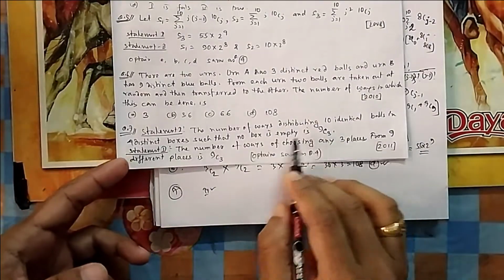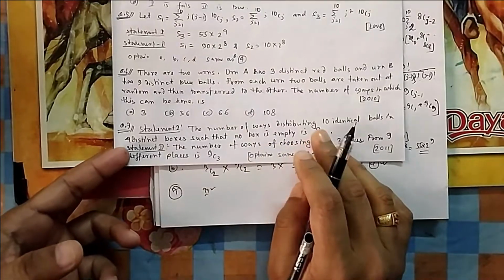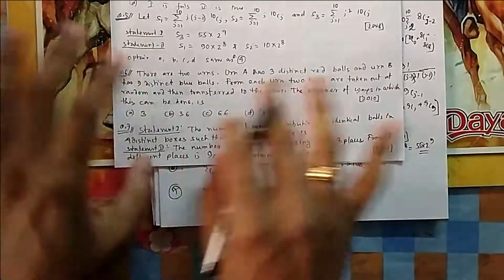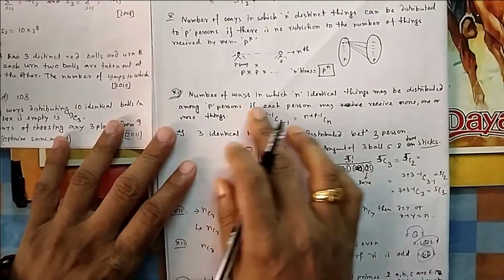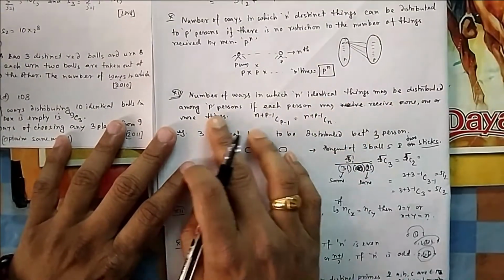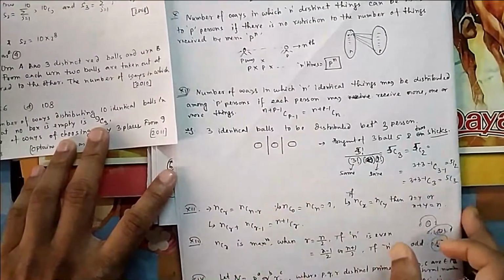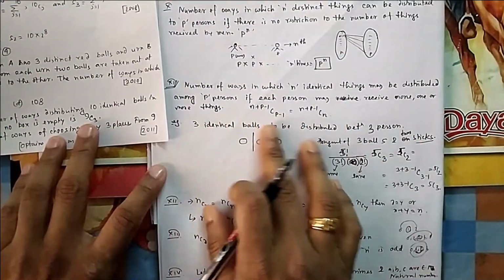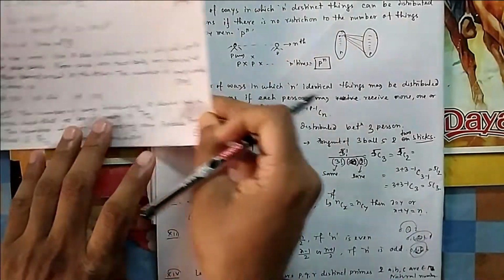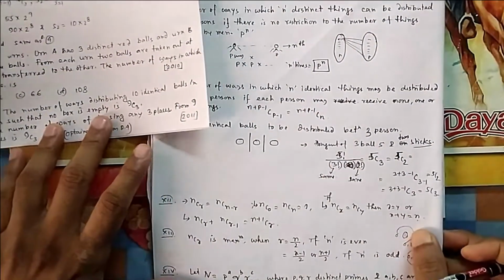Now you see this one. The 10 identical balls in 4 distinct boxes. So identical balls are placed in different boxes. How do we do this one? If you remember, statement 1 is linked with this. The number of ways of distributing n identical things among m persons so that each one may receive none, one or more things. They are asking here that none is also possible, but none is not a possibility here. You have to be careful.